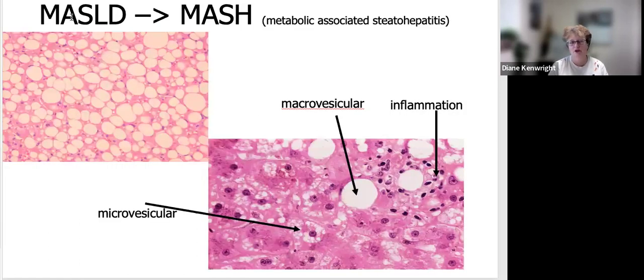We talked about the difference between metabolic abnormals, steatotic liver disease, MASLD, and metabolic associated steatohepatitis. So this is just a liver with lots of fat in it. This is a liver with lots of fat in it and some inflammation. We know that inflammation is bad for the liver. The fat can either be what we call macrovesicular, which is large drops, or microvesicular, which is small drops. Functionally, no difference between them.